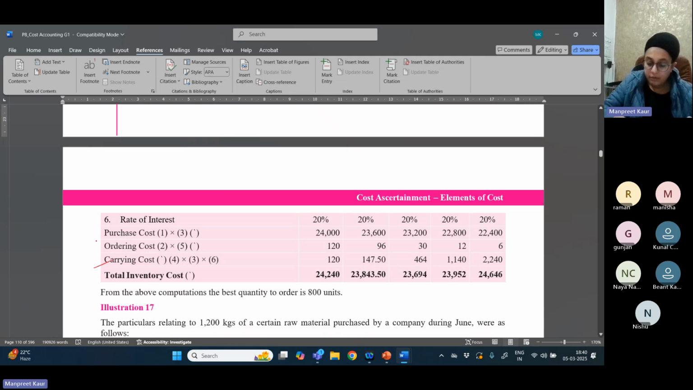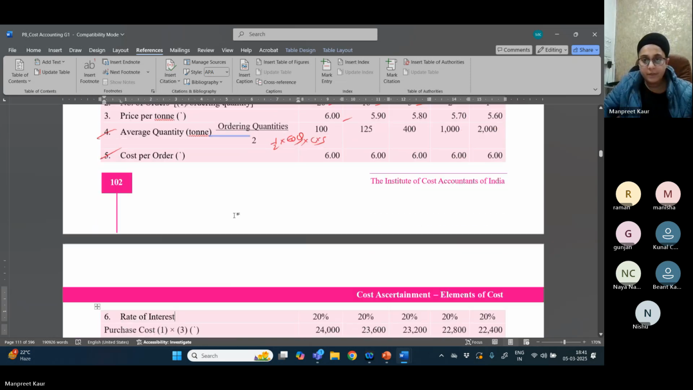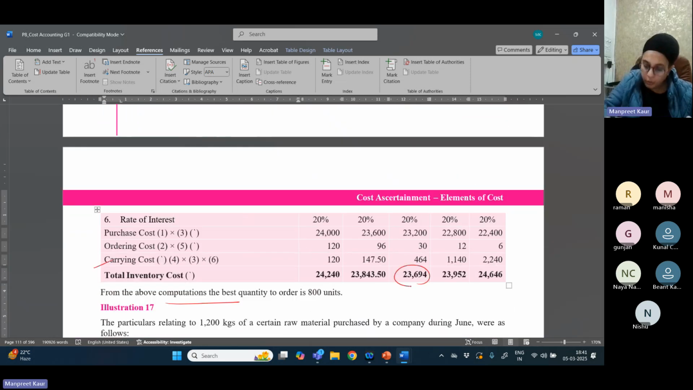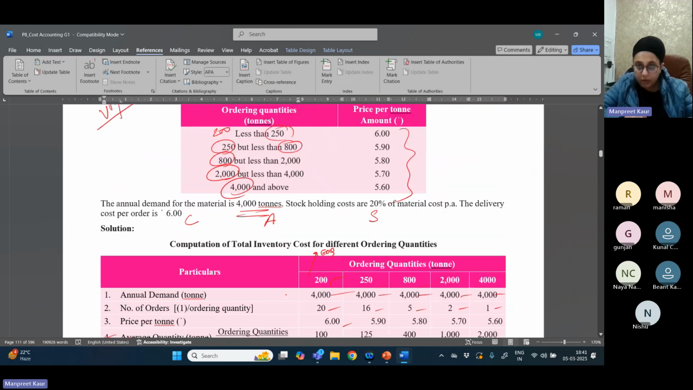This question asks us to find at which order quantity we get the best computation, that is, the least amount, according to this question. See, the least is 23,694 at 800 quantities. Solve this question.